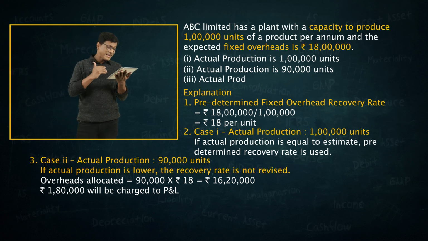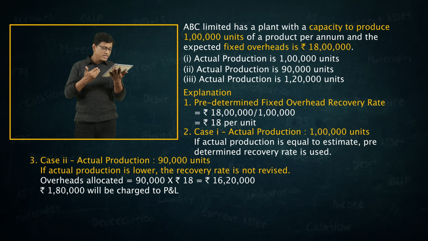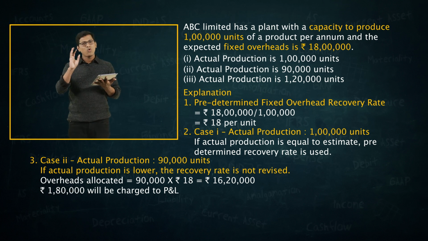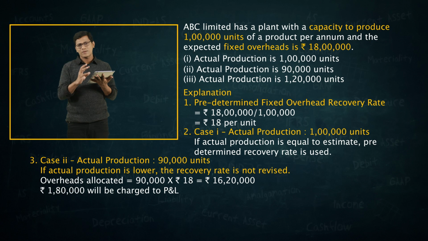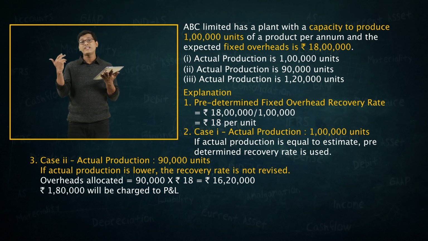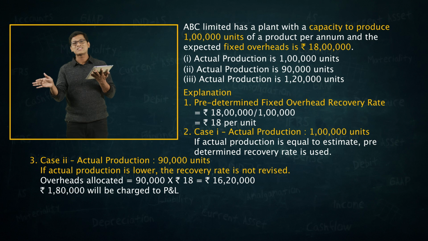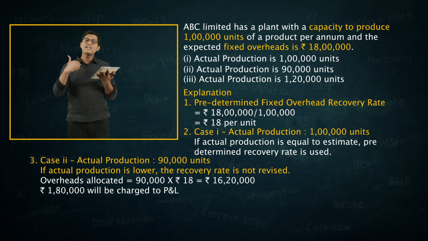Now look at case 3. Actual production is 1.2 lakh units. Friends, whatever we do, ultimately we should absorb the actual cost. What is the actual cost? 18 lakhs. 18 lakhs only should be absorbed. So if I apply 1.2 lakh into 18 rupees, actually you are absorbing much more than the actual cost incurred. So that is why the predetermined fixed overhead recovery rate should be revised.